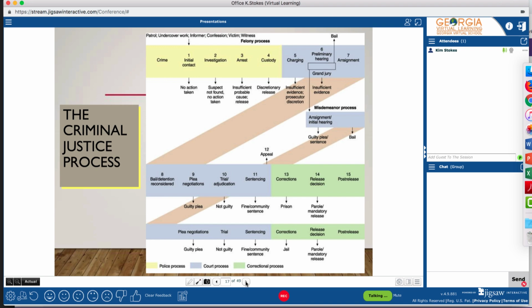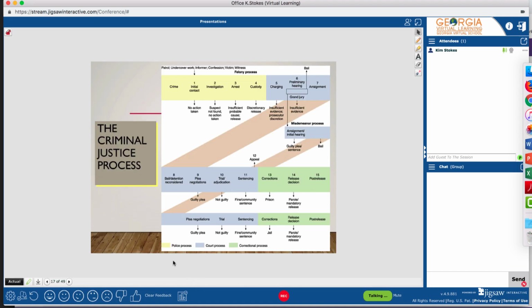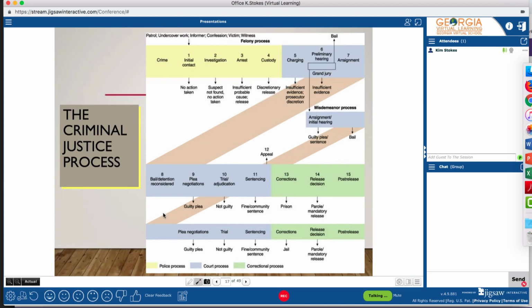Excuse me. So here's a graphic of the criminal justice process. I didn't mean to do that. I want to draw your attention to this scale down here.